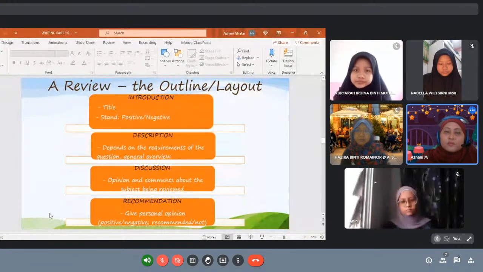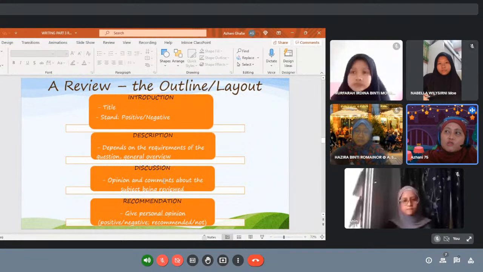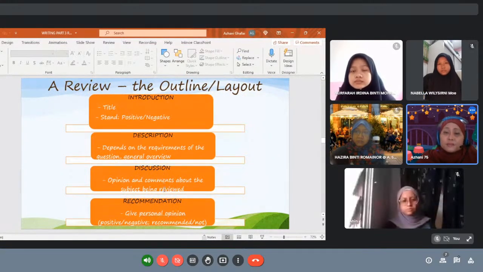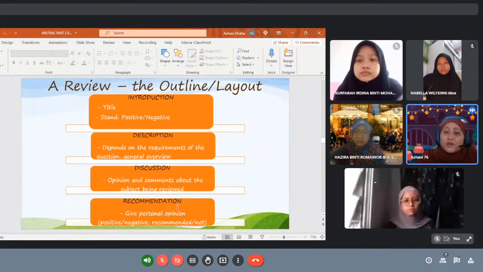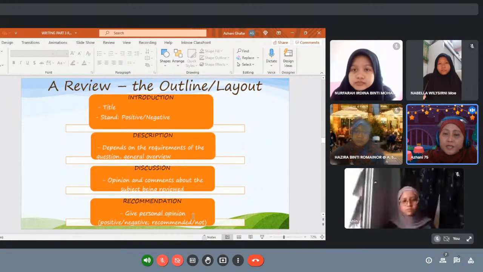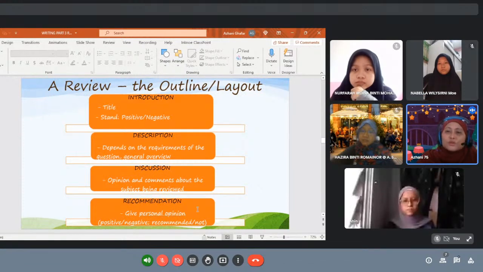Later on we will probably see this more clearly in the next slide. Discussion is basically where you put in all your opinions and comments about the subject which is being reviewed. It could be negative or positive comments, pros and cons. And lastly, you have to give your recommendation. What is recommendation? It is basically a personal opinion, meaning you are telling the readers whether they should or shouldn't read or watch or go to the subject that you have reviewed.